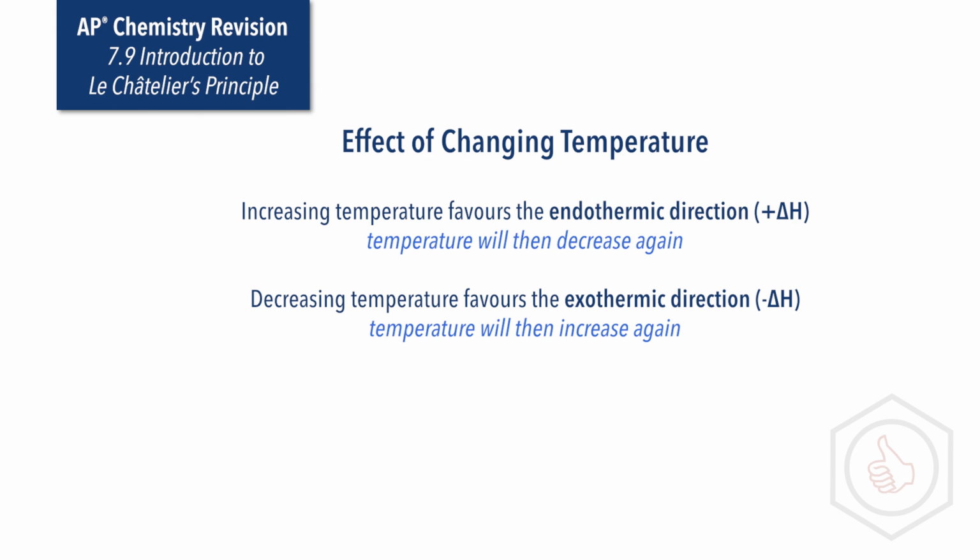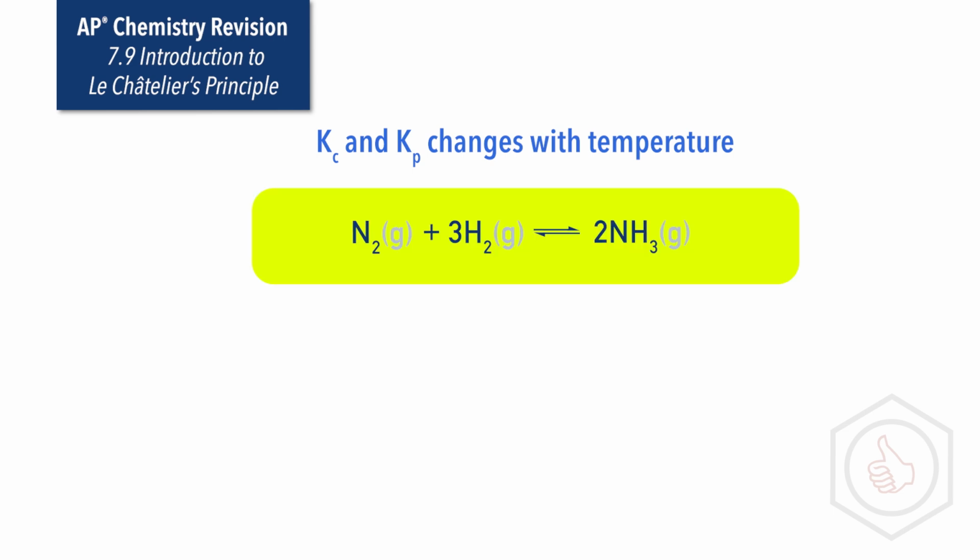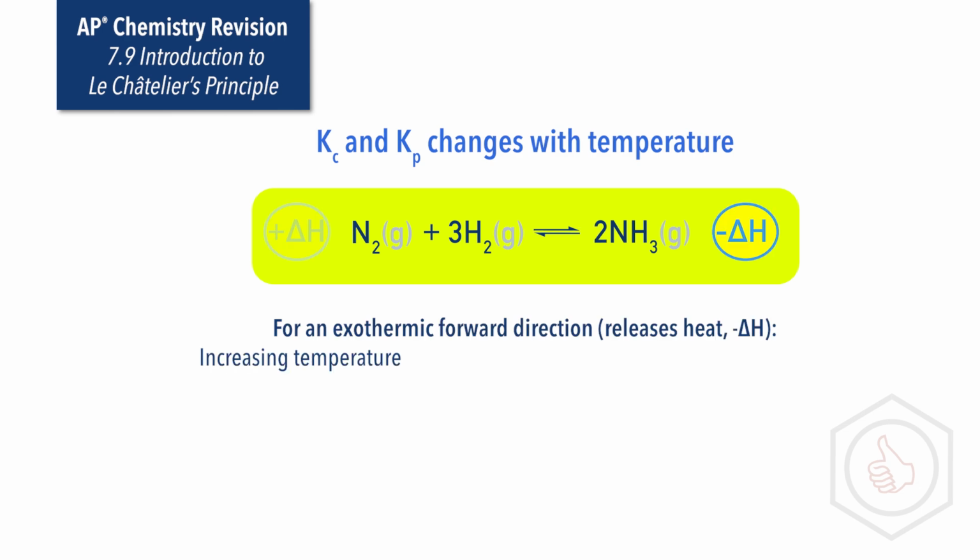Note, however, that the value of Kc and Kp will change when the temperature is changed, because K, the equilibrium constant, is dependent on temperature. So in our Haber process example, because the forward direction is exothermic, increase in the temperature shifts equilibrium towards the reactants, so K would decrease, because the new equilibrium system will have a slightly higher proportion of reactants compared to products than before.